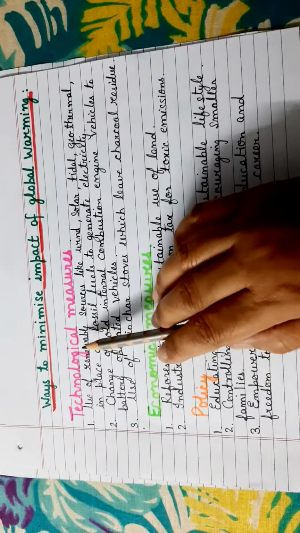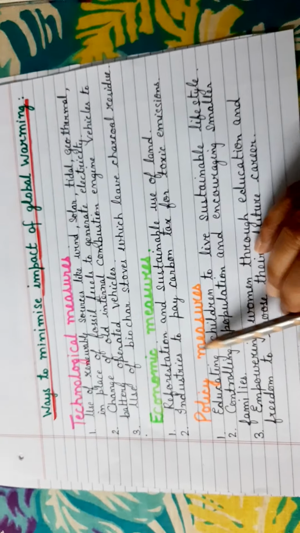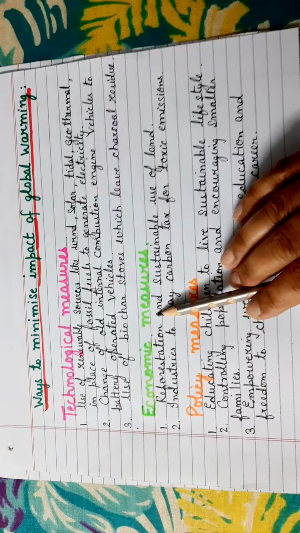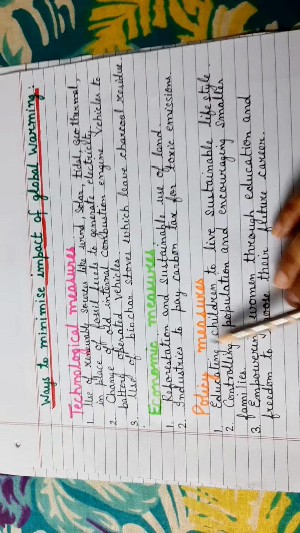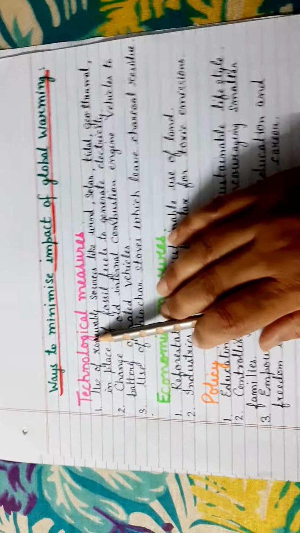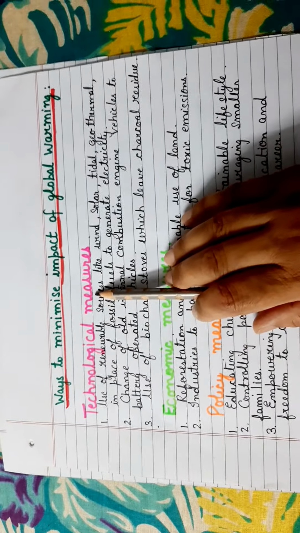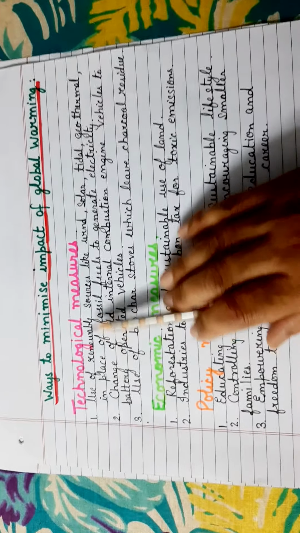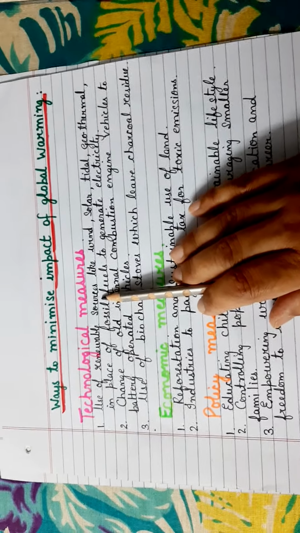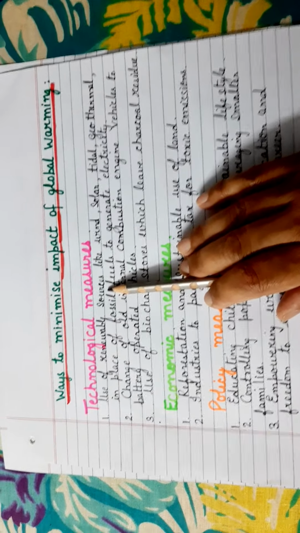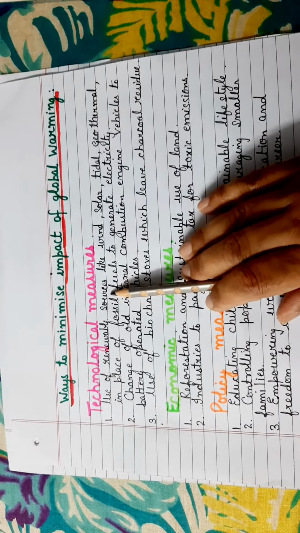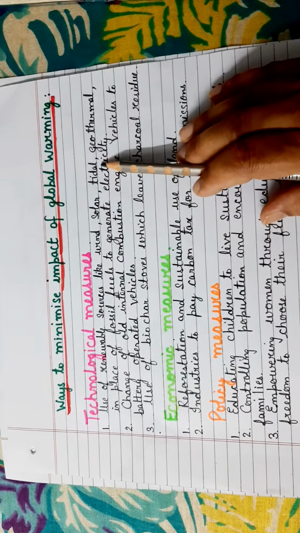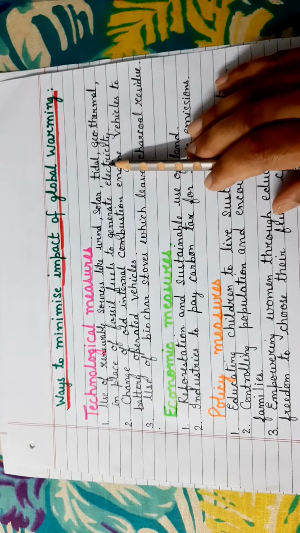Okay, so now let's look at this. I have divided it into three sections. The first section is technological measures, the second one is economic measures, and the third one is policy measures. Now let's look at all the three one by one. What technological measures can we undertake to minimize the impact of global warming? Number one, we can use renewable sources in place of coal, charcoal, and wood, which produce a lot of carbon dioxide. We can use renewable sources like wind, solar energy, tidal energy, and geothermal energy to generate electricity.